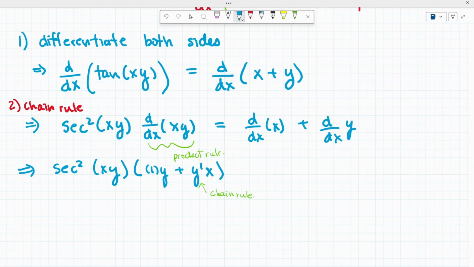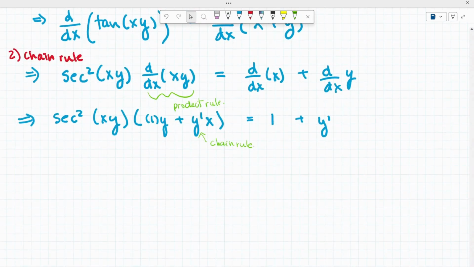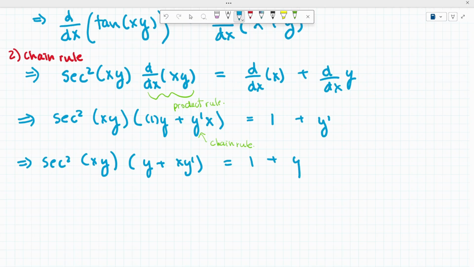And then if we look at the right hand side of our equation, the derivative of x with respect to x is just 1, and then again here we have dy over dx, and we're just going to be using our prime notation, so we're just going to change that to y prime, just for ease of use in this case. Okay, so let's just write this out once more so that it's all simplified. So we've got secant squared of xy multiplied by y plus xy prime equals 1 plus y prime.